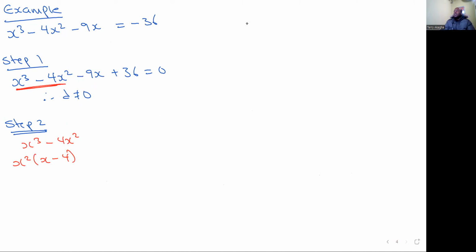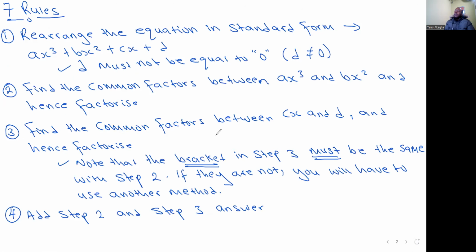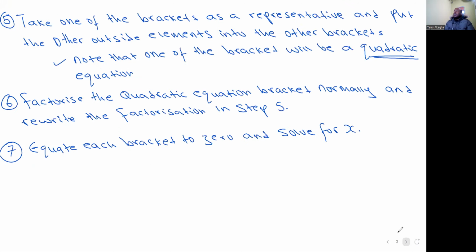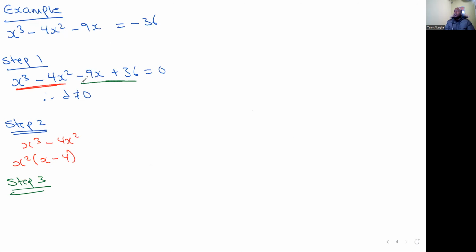The next one, which is step 3, okay? Now, step 3, we'll have to find the common factors between cx and d. So cx and d is going to be between minus 9x and plus 36. So we have minus 9x plus 36. What is common between both of them? We have minus 9, and we don't have x. This will be minus 4 because minus 9 times x will give you minus 9x. Then minus 9 times minus 4, are you seeing it? Will give you plus 36. All right. Now we're done with that.